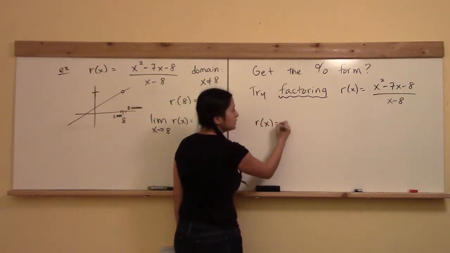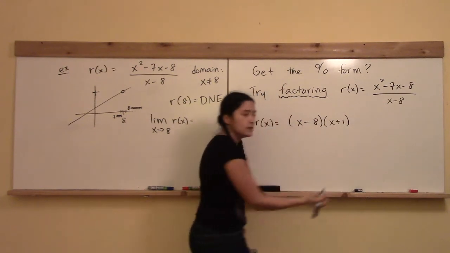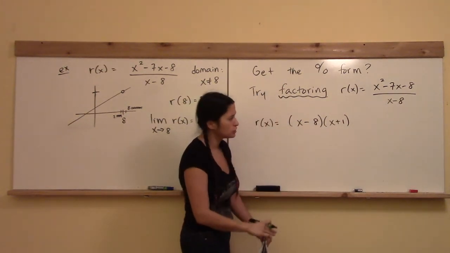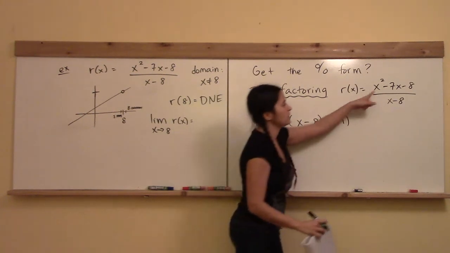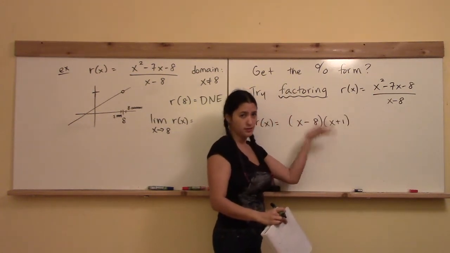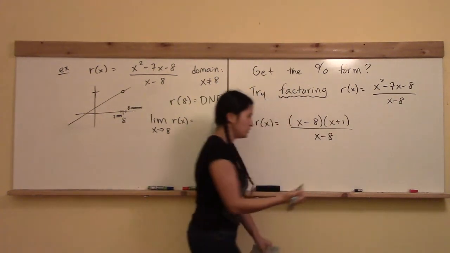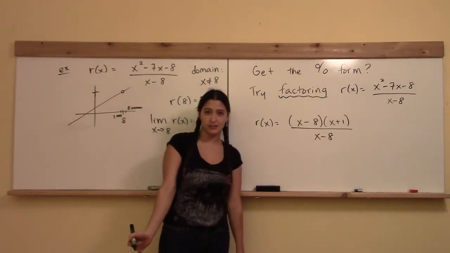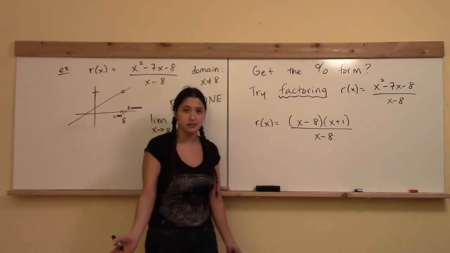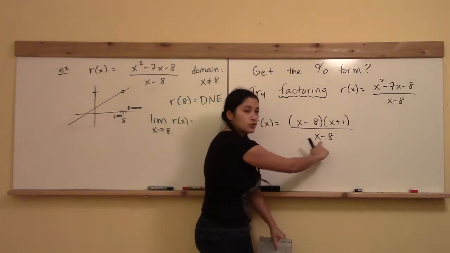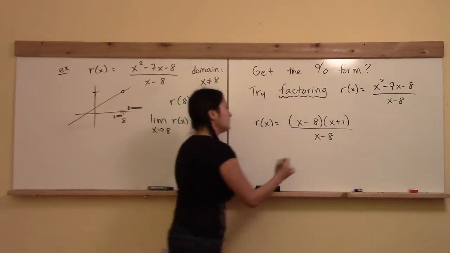Here's the factored form right here, x minus 8, x plus 1. Now let me just check to make sure that numerator is still correct. X squared minus 8x and then plus 1x makes minus 7x. Minus 8 times 1 is minus 8. Okay, that's the top. The bottom is still x minus 8, and would you look at that? I get the same thing on the top as on the bottom, and that's why I got 0 over 0 when I plugged in x equals 8, because this is a 0 here, and then I'm multiplying by a 0 there. So that's why I got that.